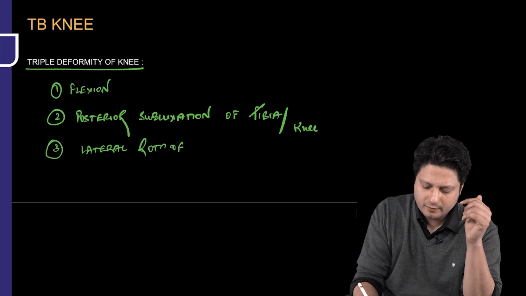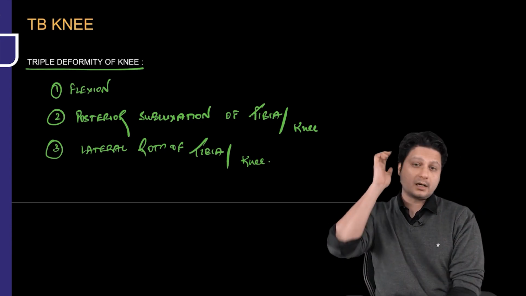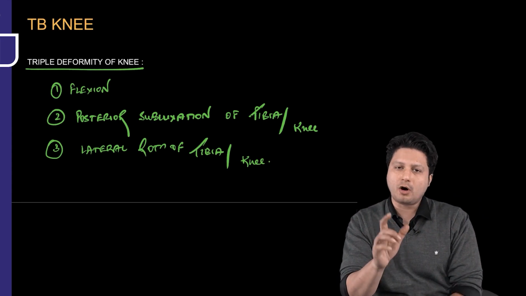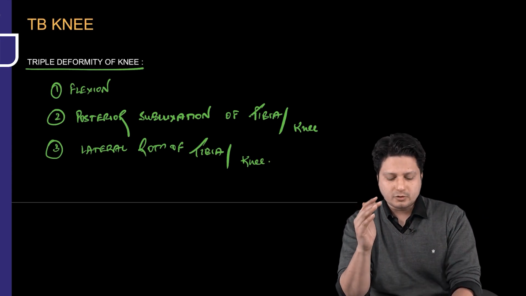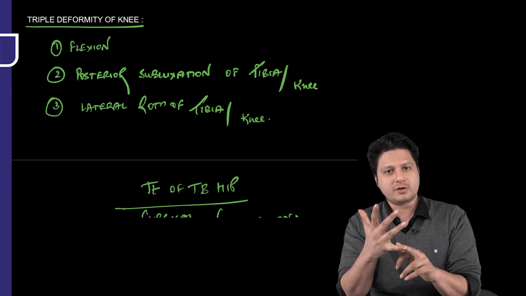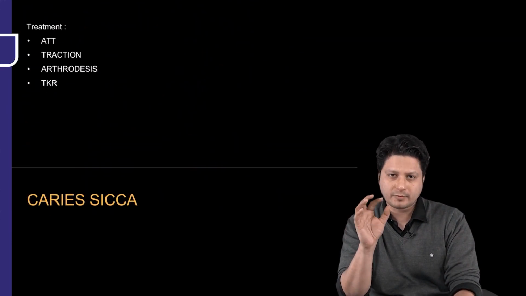Lateral rotation of the tibia on the knee joint. So, these are the 3 components of triple deformity of the knee joint, and these are the key clinical features of tuberculosis of the knee. So, triple deformity of the knee, what are the 3 components? One is flexion, posterior subluxation of the tibia, and lateral rotation of the tibia. So, this is about the tuberculosis of the knee joint.